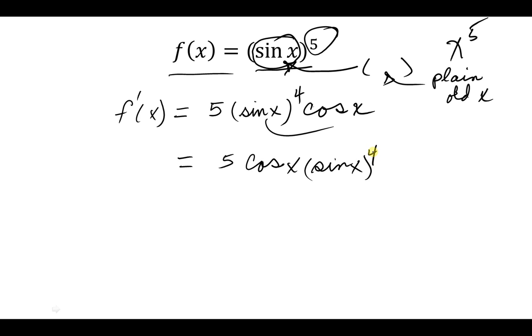So in a nutshell, if you've got a function within a function, you treat this inner function, which we're going to call u, and take the derivative as if u were plain old x, and then multiply by the derivative of u. And that's what we call the chain rule.